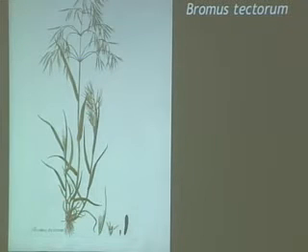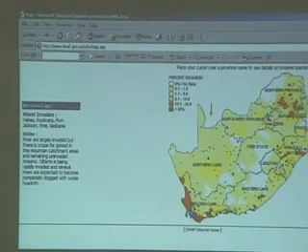Bromus tectorum: those of you in this part of the world, but particularly further north in the Columbia Basin, know all about its effect. And around the world, invasive species have a significant impact on the nature of the ecosystem services provided.